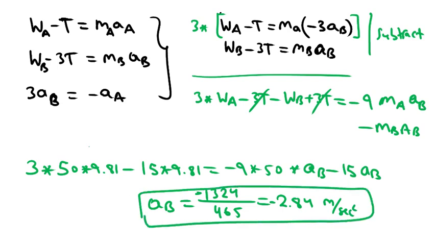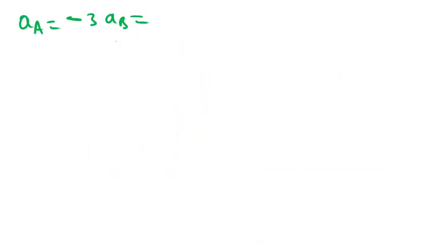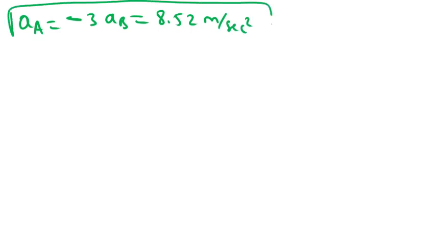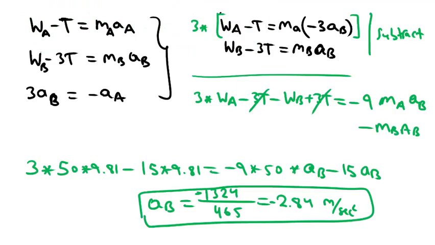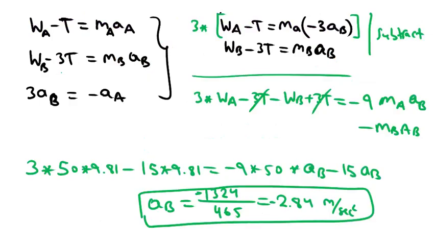Okay, and then A is 3 times negative 3 times AB, and then that will be 2.84 times 3 is 8.52 meters per second squared. Okay, now let's see the problem statement. What does it ask for? And it asks for the velocity of B in 2 seconds.